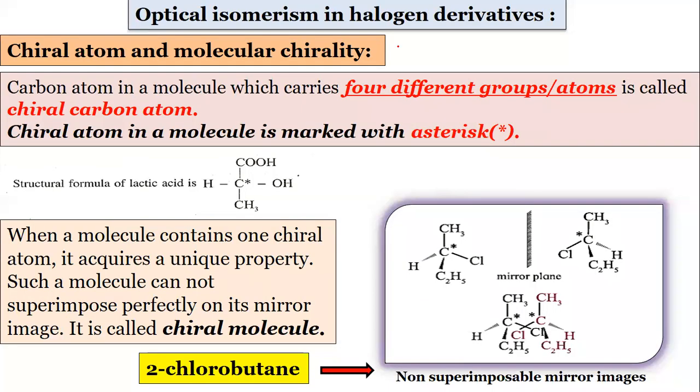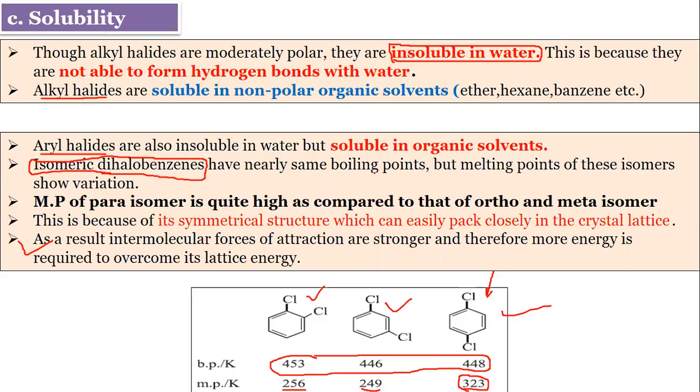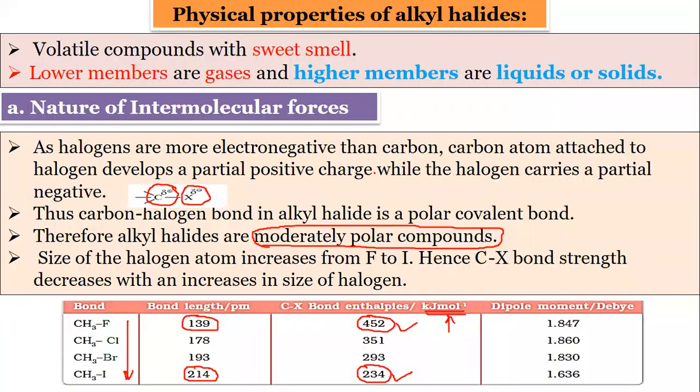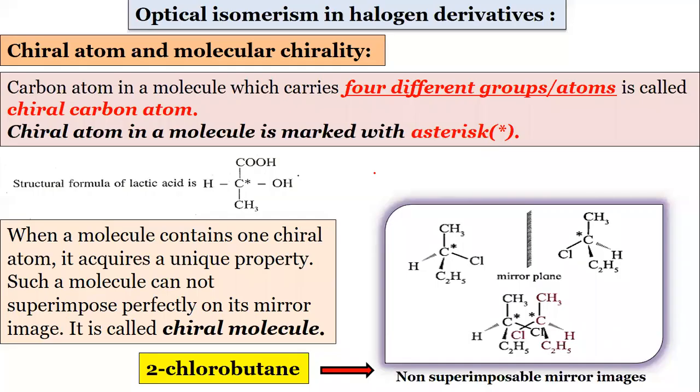Then the next part: physical properties are completed. There are only 3 physical properties: melting point, boiling point, solubility, and the nature of intermolecular forces. A 1 mark question can be asked on it, or for the CET, 100% a question will be there. Now I'm coming to optical isomerism in halogen derivatives.